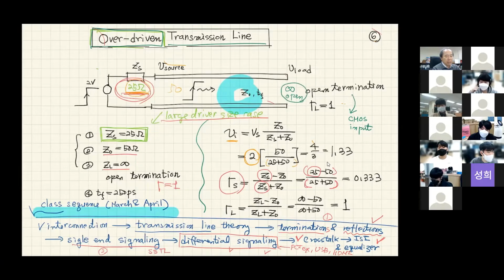In an open termination case, we have reflection coefficient 1. At the source side, we are using 25 ohm source impedance. That means we are using a very large driver size. A large driver size usually causes a large amount of power switching current, and it will result in a large amount of simultaneous switching noise. So in this special case, I'm assuming that we have a very large driver size and turn-on impedance. I'm assuming that the turn-on impedance is 25 ohm.